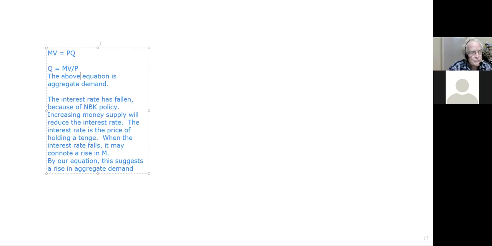So that is one approach to the problem. Another approach is to use the Keynesian analysis: output is equal in real terms to consumption plus investment. This depends on the interest rate, government spending on goods and services, and then the net exports.